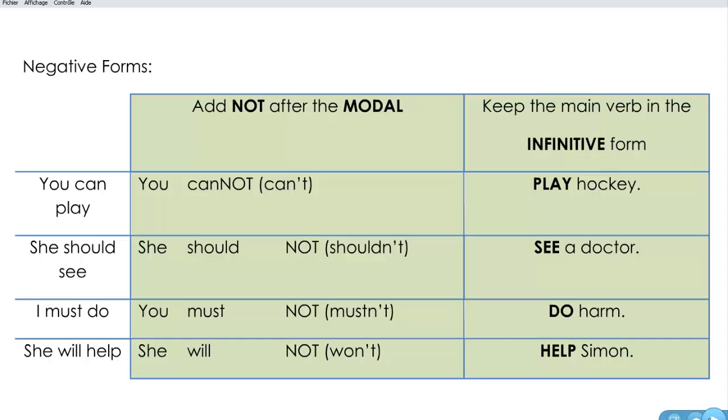Negative forms. So here again, because a modal is an auxiliary, all you need to do is to add not after the modal, and you keep the verb in the infinitive form. So you can play becomes you cannot play or you can't play. So you can use the contraction. Note that cannot is the only one that you write in one word. All the others are going to be in two separate words. I must do, you must not, or you mustn't do harm. So this is how you're going to form the negative forms with modals.